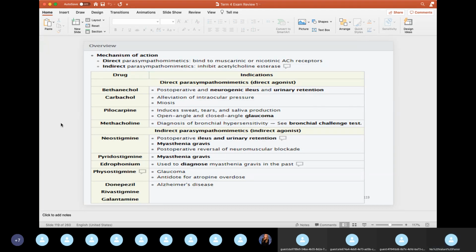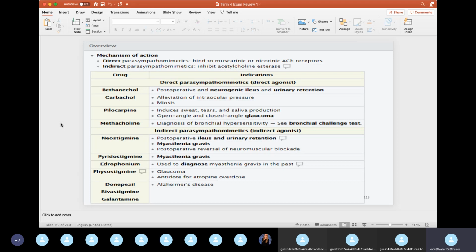How am I going to treat myasthenia gravis? Pyridostigmine, get rid of myasthenia gravis. Pyridostigmine. If I have an overdose in anti-muscarinics, what do you think you should give me? It's physostigmine. So that's high yield for organophosphate poison. Physostigmine is antidote for your atropine overdose, if you overdose in anti-muscarinics. Neostigmine is also for myasthenia gravis. So for this one, when it ends in stigmine, think about myasthenia gravis. Neostigmine, pyridostigmine, right?